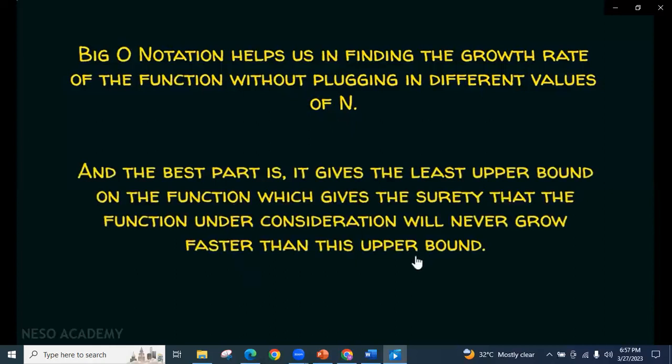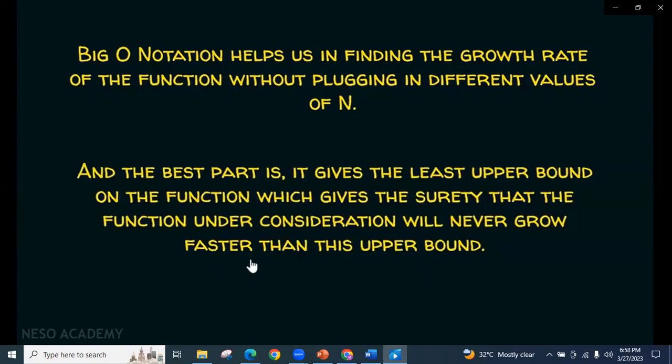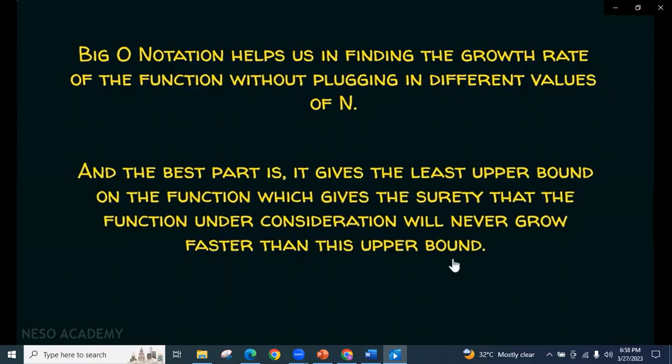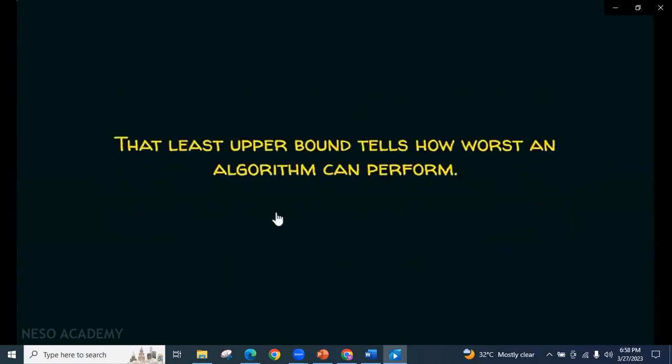So it gives the least upper bound on the function. Let's say the function under consideration is f. The least upper bound is g. So with this upper bound, we will be sure that g is always greater than f. Or in other words, I can say that g grows faster than f. With this, we can be sure that the function under consideration will never grow faster than this upper bound, because the upper bound always grows faster than the function under consideration. So we can think of that least upper bound as the worst case time complexity of the algorithm.